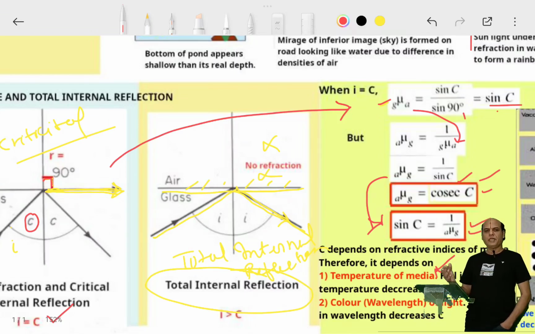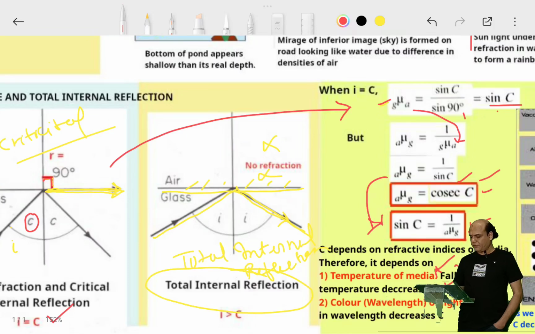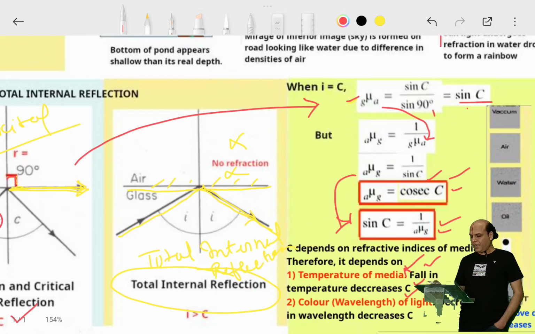So you can easily deduce what will happen when the temperature of a media rises. When the temperature of media rises, density decreases. When density decreases, refractive index also decreases. So if the temperature of any media is decreased, then its critical angle decreases. And likewise, when the wavelength of a light decreases, its critical angle decreases.